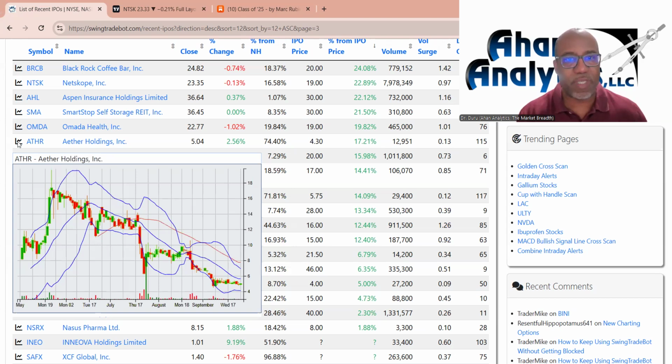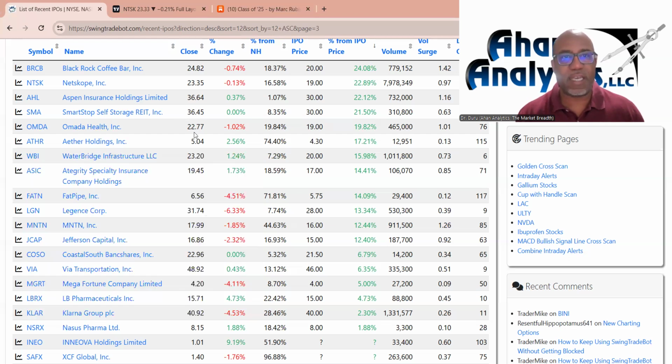You could see here that it was up as high as over $18. And now it's trading at just around 5. This is a broken stock. I don't want anything to do with it. If I were to speculate, I would want to dive deeper into this one. And Aether Holdings is a trading platform, a software platform for traders. I think it provides research and all that kind of good stuff that we traders like. Okay, so that is it for the IPOs.